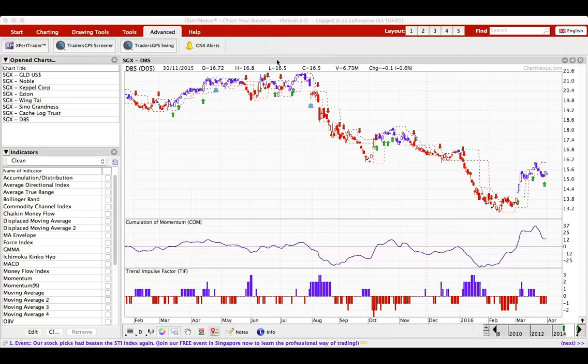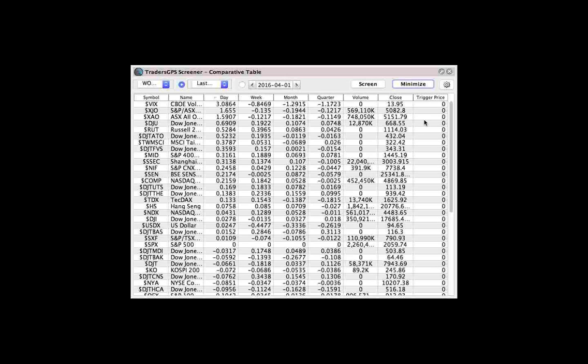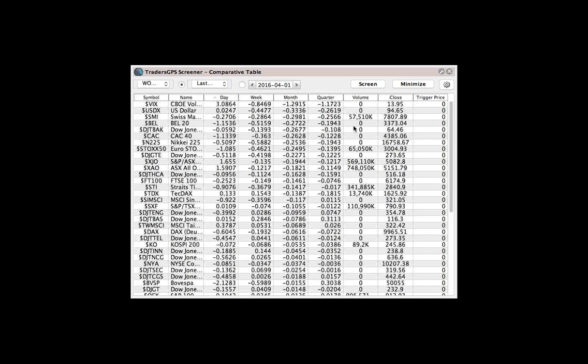So let me share this window here. This is what we have done: we have scanned all the indices, and from here we now know which are the weakest versus the strongest indices over the last one month. These are the weakest, the weaker indices.